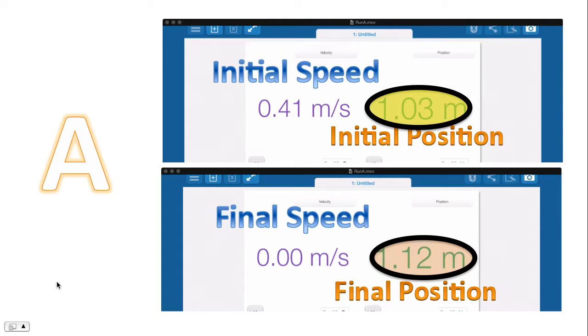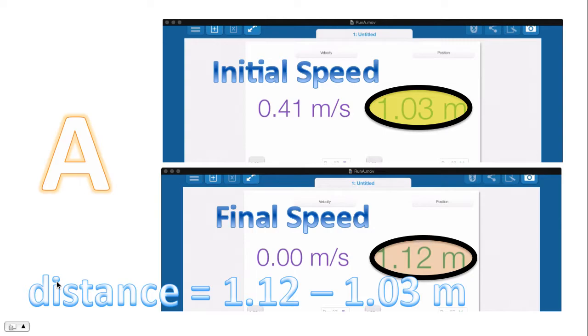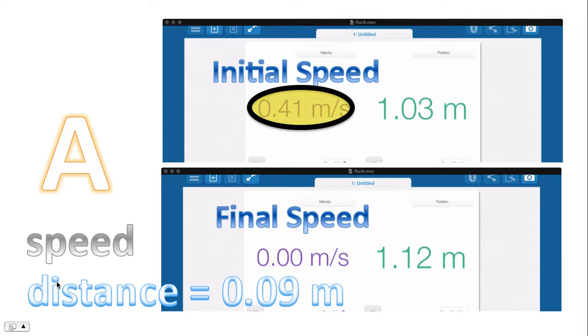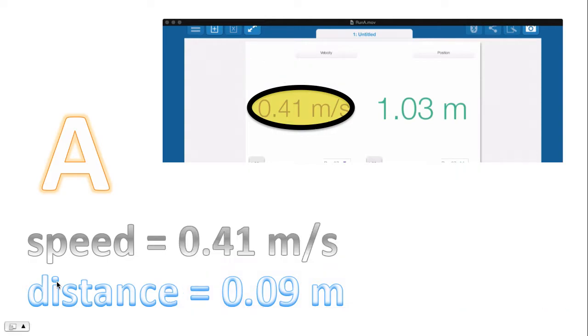And so with the initial position of 1.03 meters, this is the position of the train as I turned it off, and the final position of 1.12 meters, we're going to take the difference of those two positions, and that will be our distance. And so there's our distance for trial A. Our speed is circled. That's the initial speed. That's the top speed the train achieved just before I turned it off. So in this situation, for trial A, our speed is 0.41 meters per second.